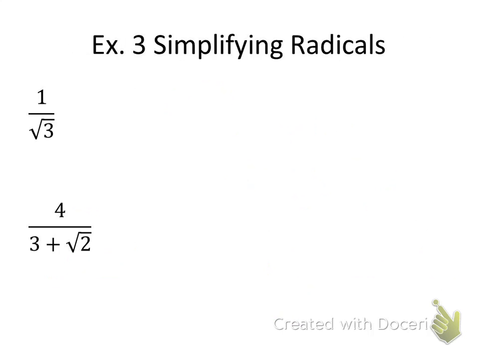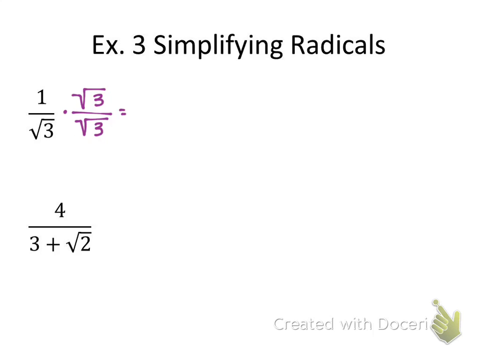Now, division. In order to simplify a fraction, I can never, ever have a radical in the denominator, ever. Okay? So I've got to take care of that. When I see a radical that is in the denominator, I have to fix it. And this is exactly how you fix it. You just multiply by whatever is in the denominator. So in this case, the square root of 3 is in the denominator. So I multiply by the square root of 3. Whatever I do to the bottom, I've got to do to the top.